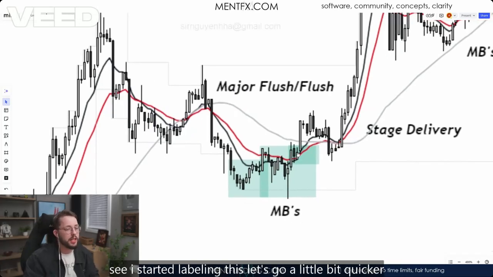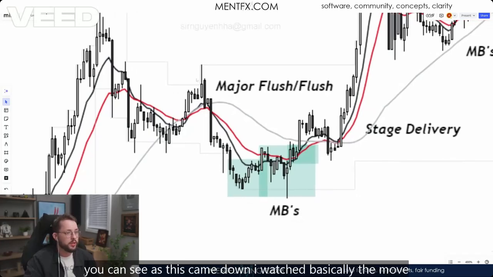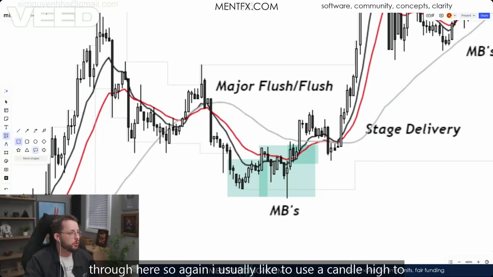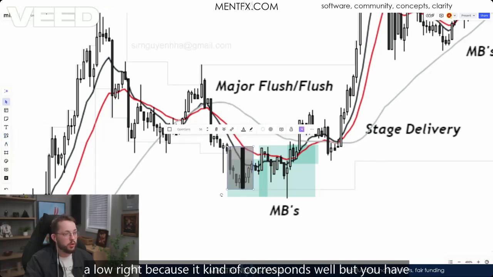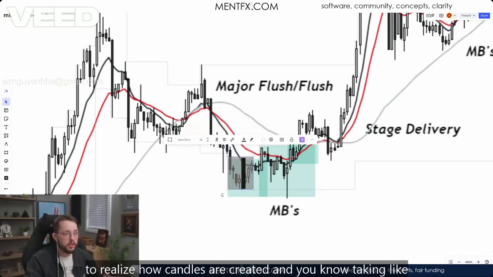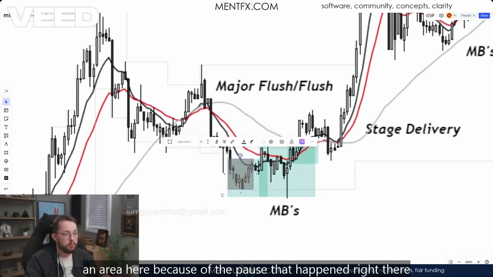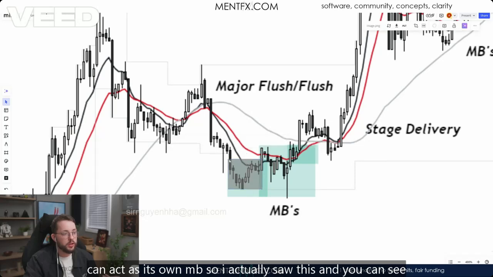Now you can see I started labeling this. Let's go a little bit quicker. You can see as this came down, I watched basically the move through here. So again, I usually like to use a candle high to a low, right? Because it kind of corresponds well, but you have to realize how candles are created. And, you know, taking an area here because of the pause that happened right there can act as its own MB. So I actually saw this, and you can see I kind of drew it in as MB1, right?